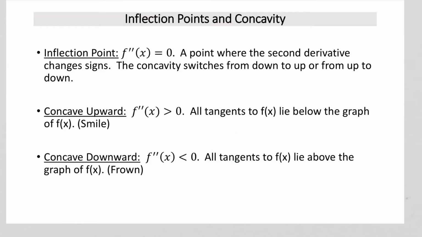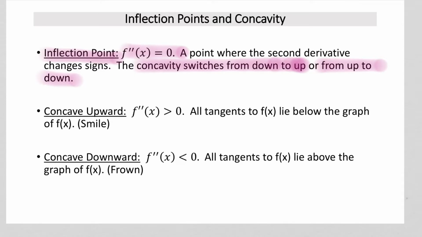So now we'll talk about inflection points and concavity. First, some definitions. An inflection point is where the second derivative has a zero value. So a point where the second derivative changes signs, either from positive to negative or negative to positive. So we say the concavity switches from down to up or from up to down. We'll look at some graphs of this in a second.